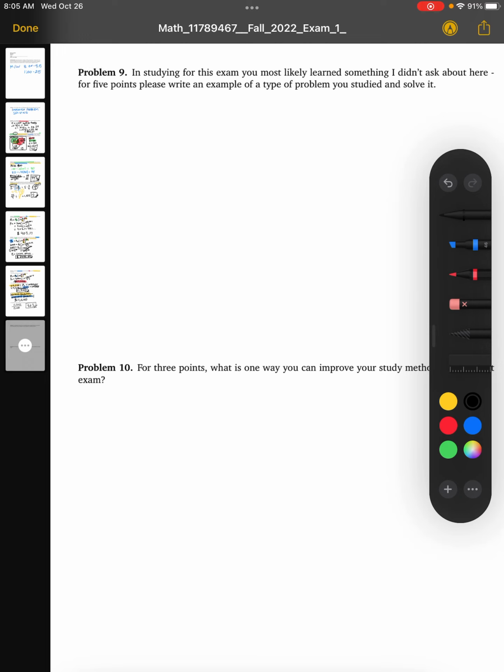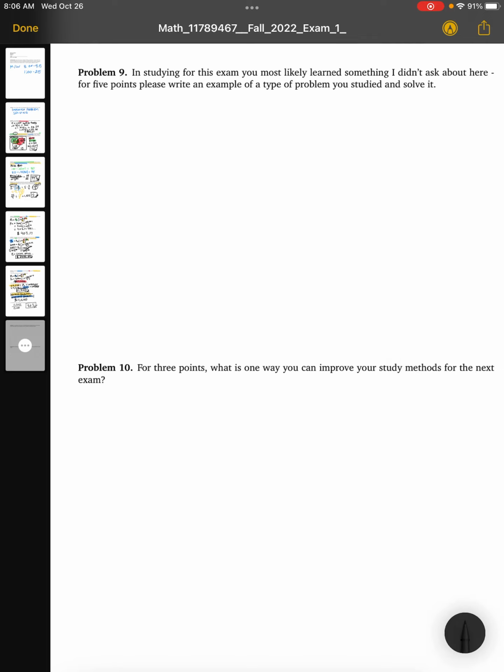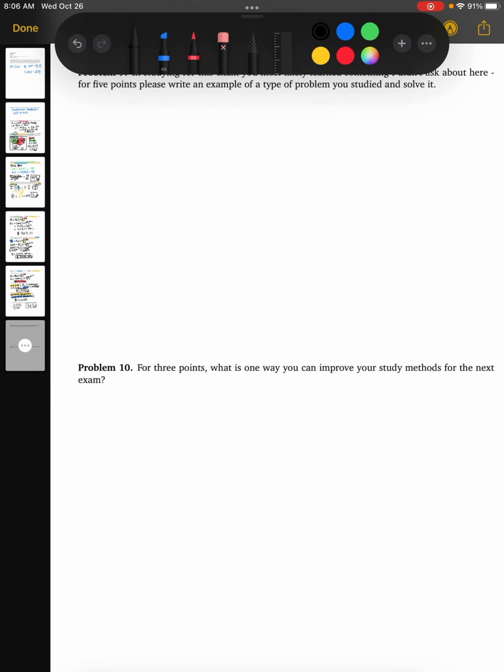Problem 9, I saw a lot of really interesting things that you guys had to tell me. I really liked reading that problem. A lot of you talked about set theory. A lot of you talked about Venn diagrams. A lot of you showed me some of the fraction stuff that you've been working on. And I'm just really glad that I asked the question. It was very interesting to me. I liked what I saw. For problem 10, I asked you guys to talk about your study methods for the next exam.